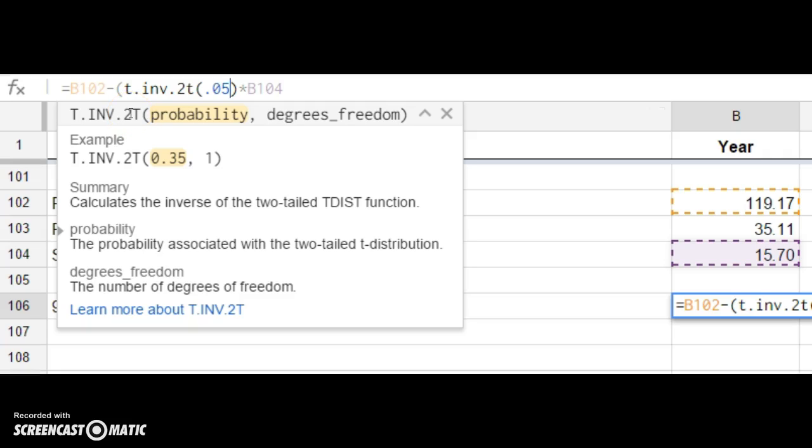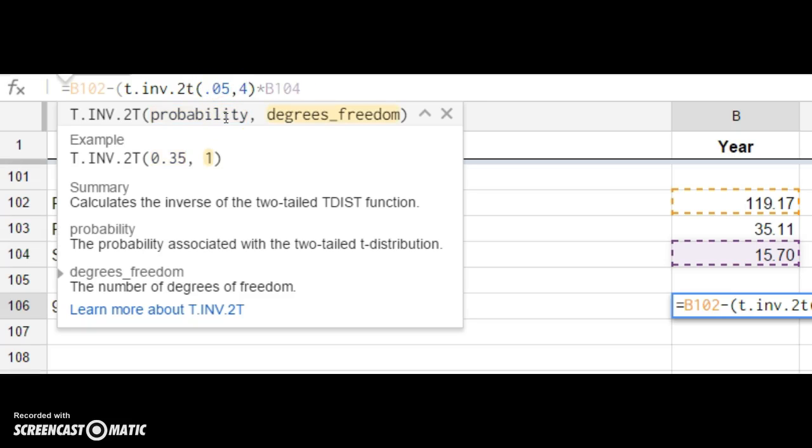And then it's going to give me a critical value. It's going to give me the number of standard errors I need to go away from the mean. The 2T here stands for the two-tail because I want to create the confidence interval in both directions around the mean. And we'll talk a little bit more about that when we look at the p-values. But anyway, I'm getting this t inverse two-tail. Probability is 0.05. That's my alpha level.